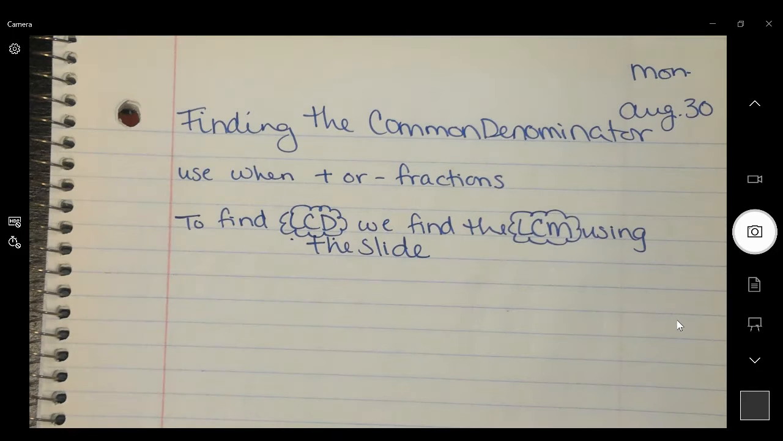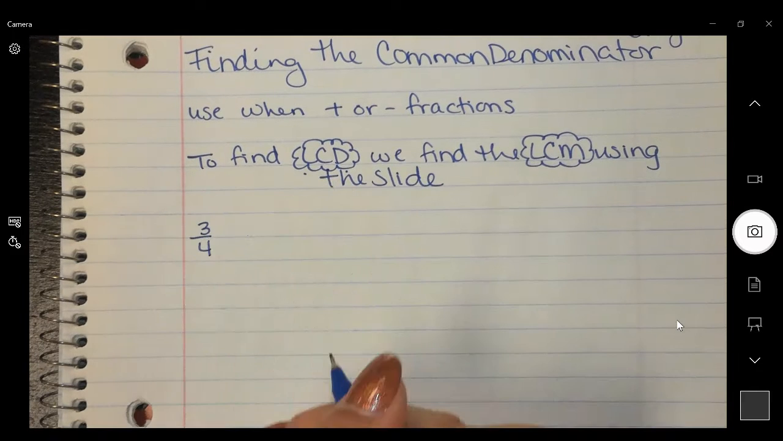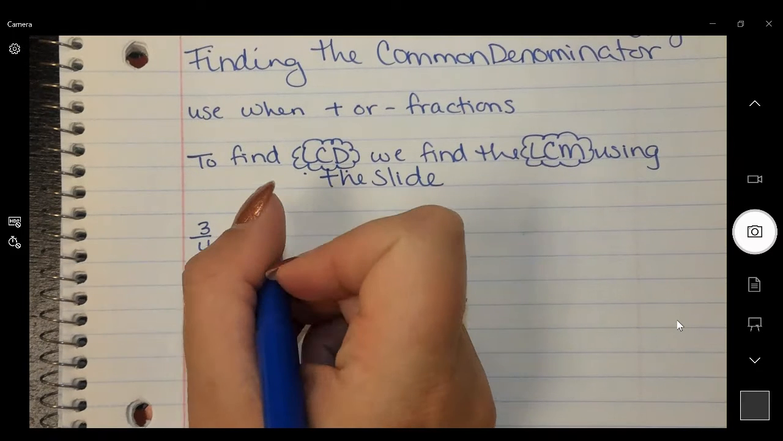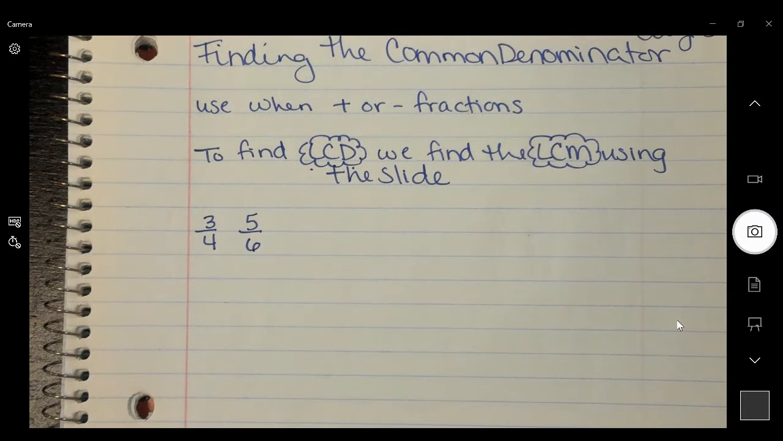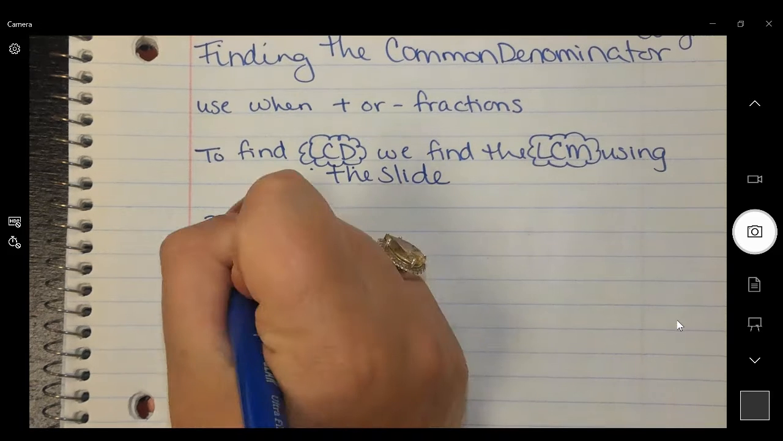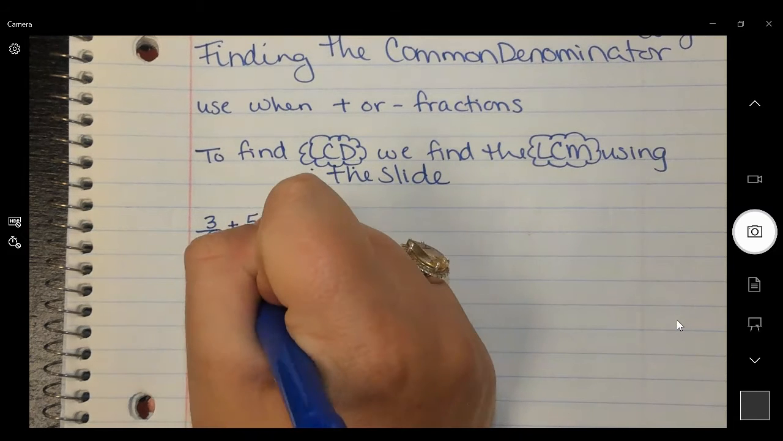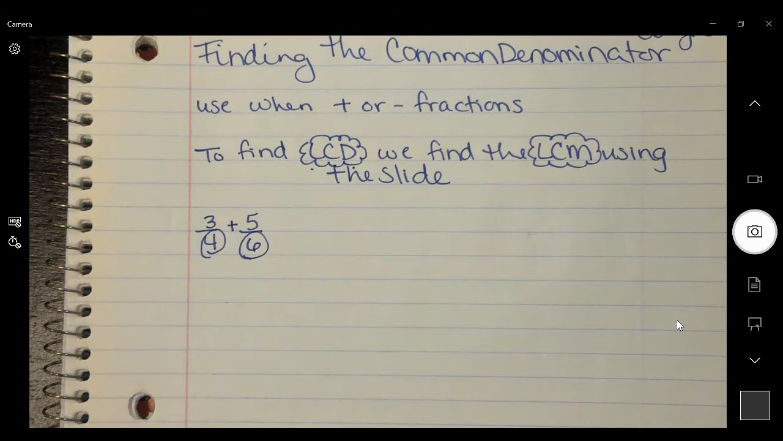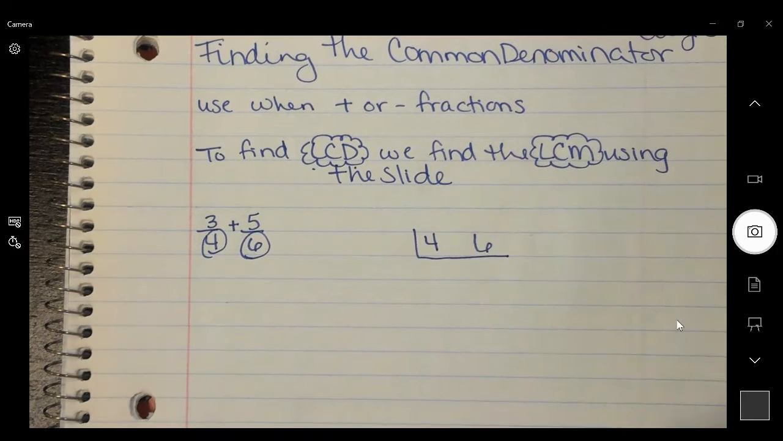So let's say I have the fractions 3/4 and 5/6. And let's say the instructions are saying to add those two fractions. Well, the first thing I can do before I add them is to have a common denominator. So I like to circle the denominators. Are the denominators common? No, they are not the same. So 4 and 6 are what's going to go in the slide.